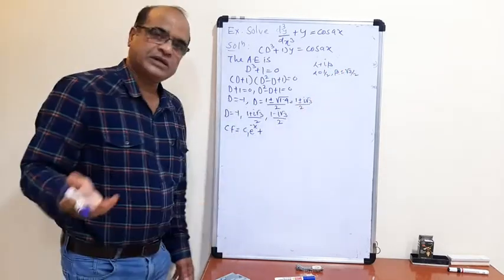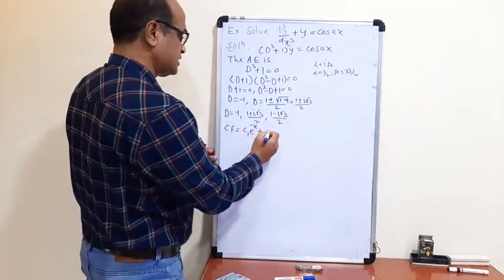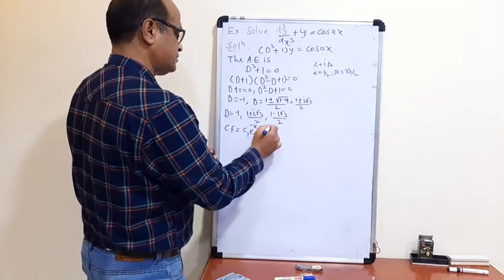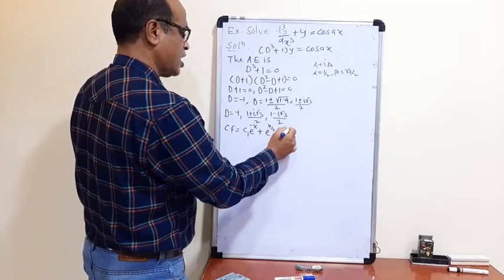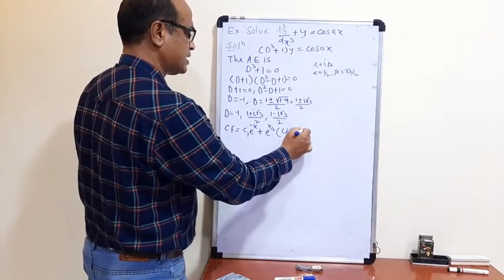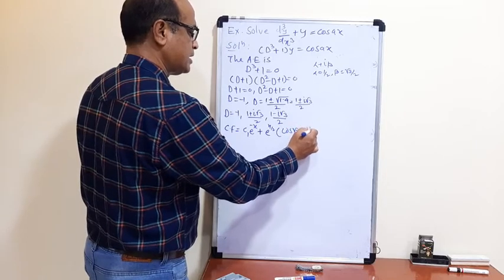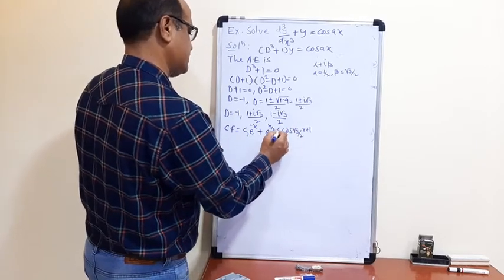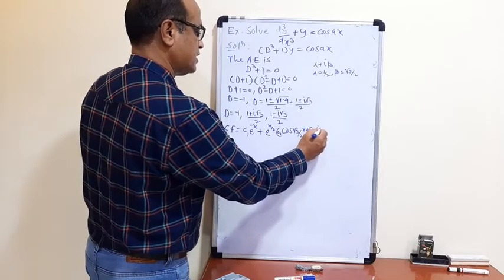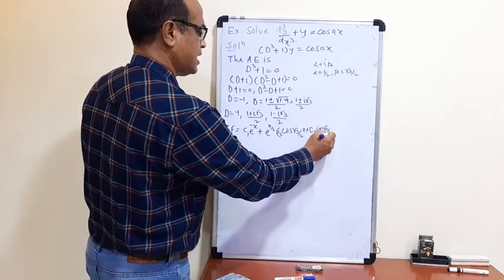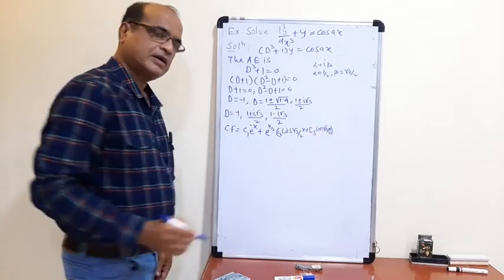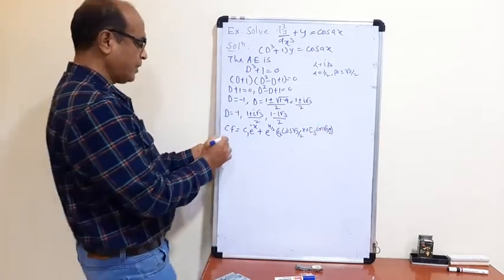Then the complementary function is e raised to alpha x, that is e raised to x by 2, times c2 cos of root 3 by 2 x plus c3 sin of root 3 by 2 x. So this is the complementary function. Now what is the particular integral?